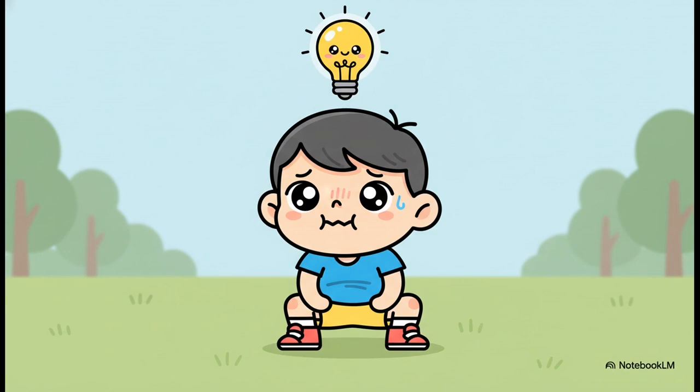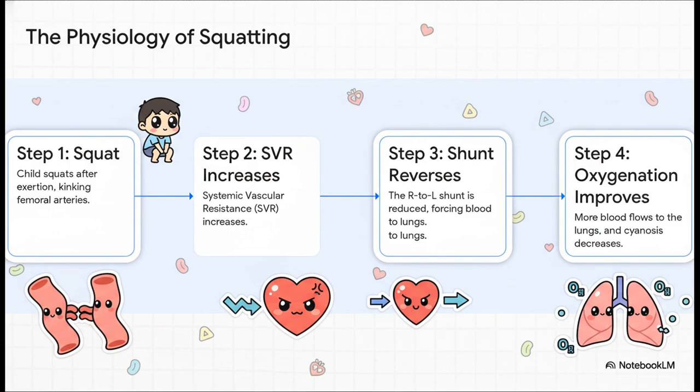Now, you've probably heard of this classic image, an older kid with untreated TOF who, after playing, instinctively squats down. This isn't just some random quirk. It's the child's body doing something absolutely brilliant to save itself. It's a powerful compensatory mechanism. Let's break down the physiology because it's so cool.